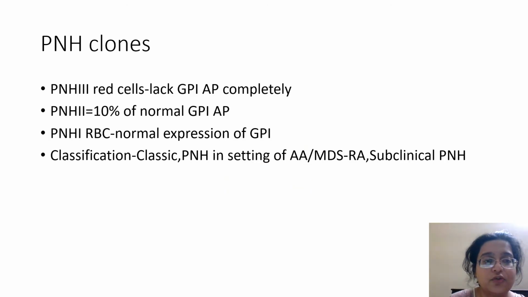So PNH clones, they are PNH3 red cells. They lack GPI-AP, PNH2 has 10% of the normal GPI-AP, and PNH1 has total normal expression. So we then go for polymorphs, neutrophils and monocytes. And the classification, of course, is classic PNH, or PNH with aplastic anemia or MDS, or subclinical PNH, depending on the type of hemolysis.